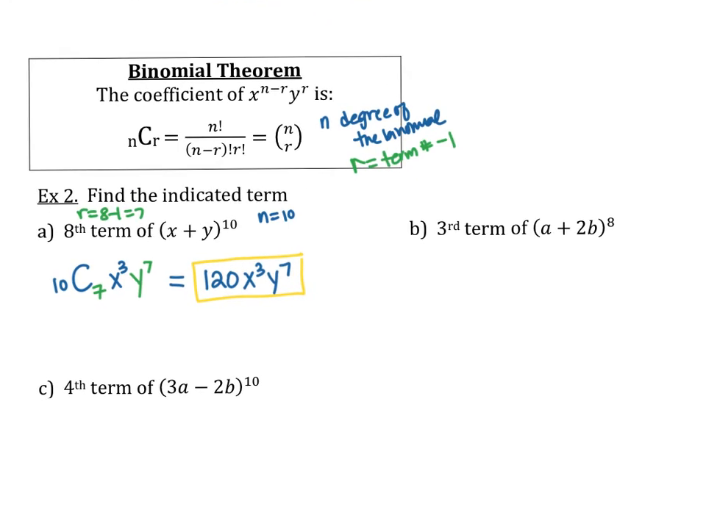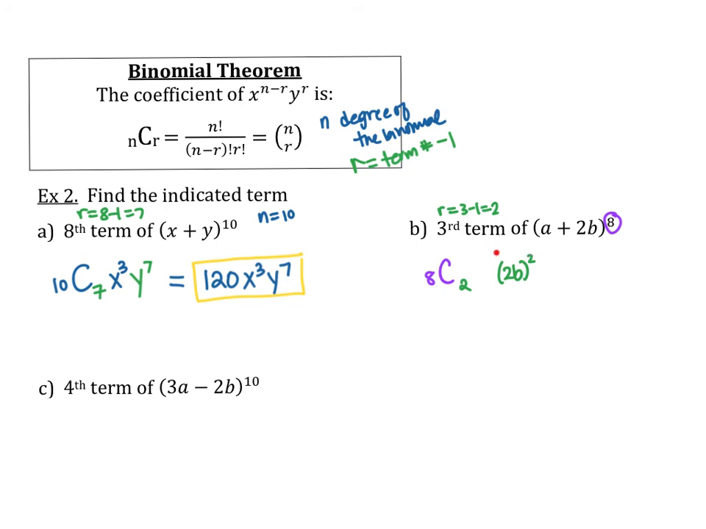Okay, let's do a similar thing for b. I'm going to find the 3rd term of (a + 2b) raised to the 8th. Now let me think about the coefficient. n is 8, and I got that from here. What am I choosing? Since I want the 3rd term, r is going to be 3 minus 1. And remember, that's the degree on the 2nd term in the binomial. So I'm going to skip the a for a second. That's telling me what the degree on the 2b is.